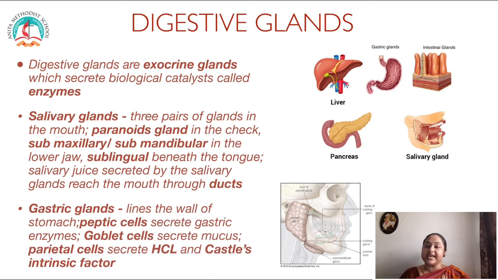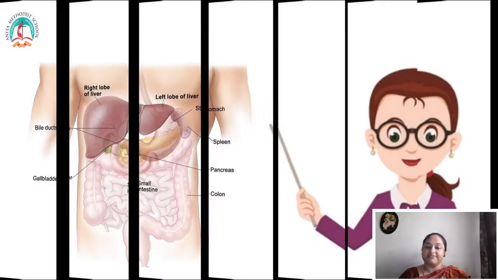The next is the gastric glands. These line the wall of the stomach. Here the peptic cells secrete gastric enzymes, goblet cells secrete mucus, and parietal cells secrete HCl, hydrochloric acid, and the Castle's intrinsic factor.